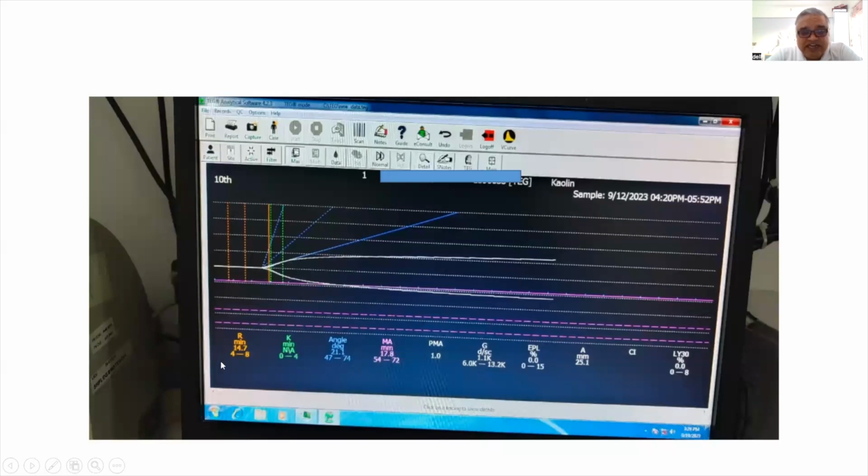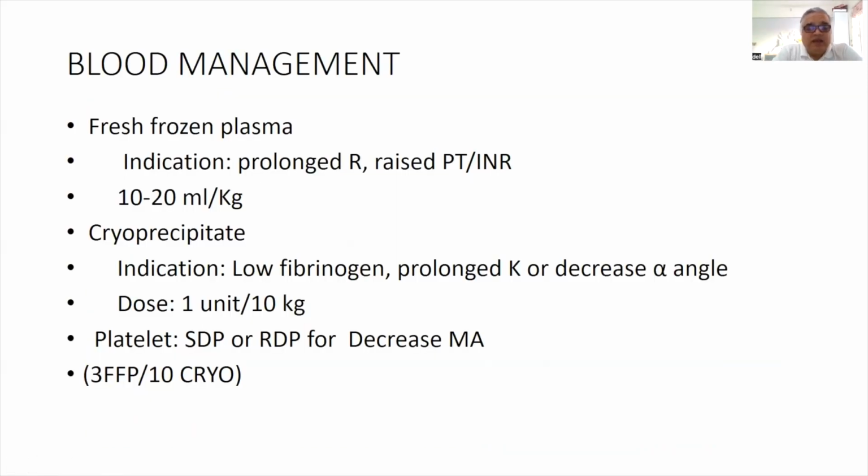So this patient needs correction only if he is bleeding. Fresh frozen plasma, what we have used is indication 10 to 12 ml per kg when you have a deranged TEG profile. Cryoprecipitate, if there is very low fibrinogen on paper, or the patient is bleeding and you have a TEG with a very low K value. Platelets are avoided as far as possible, but if the TEG value is very deranged, you give RDP to avoid further complication of thrombosis.